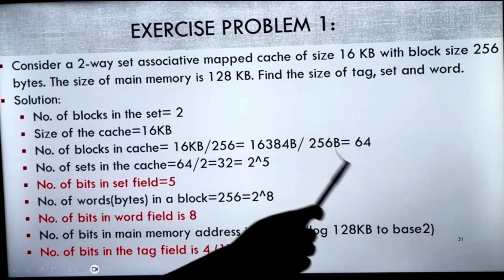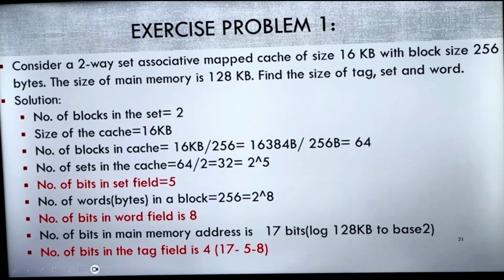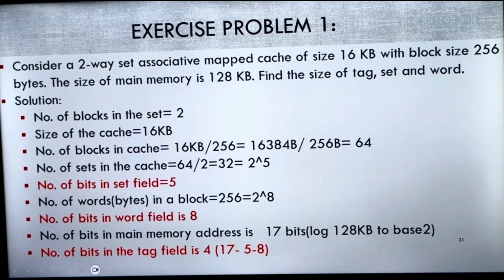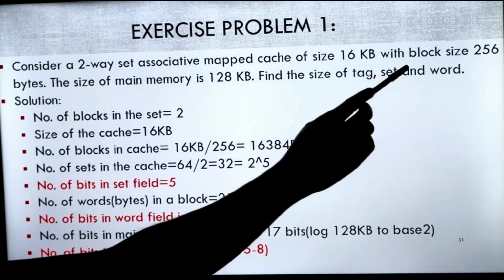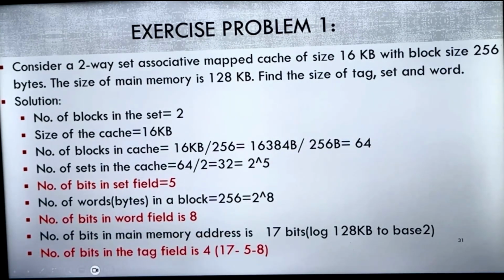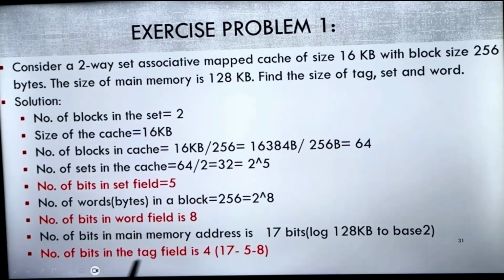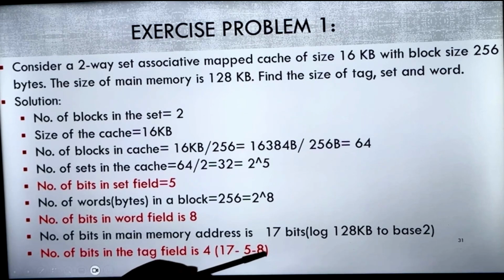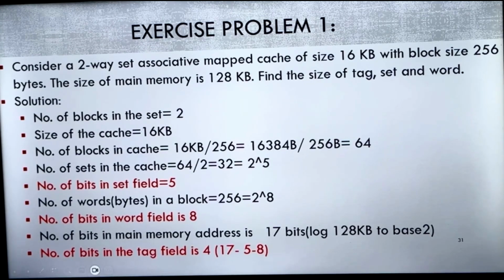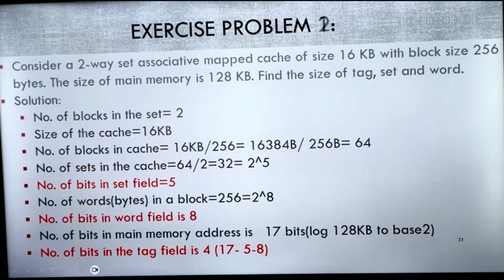So if there are 32 different sets, to determine any one of them, I need 5 bits, right? 2 to the power 5 equals 32. So I determined word, which is 8. I determined set, which is 5. Now the rest all will be for tag. So 17 minus 8 minus 5, whatever is there, all will be for tag. I hope this is clear for you.